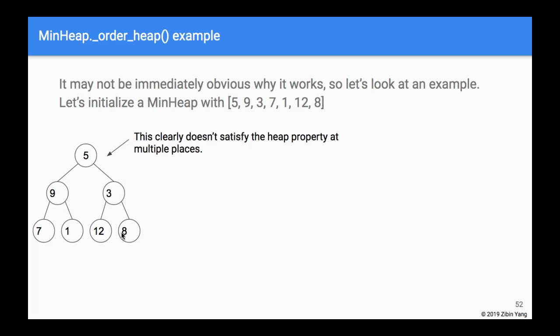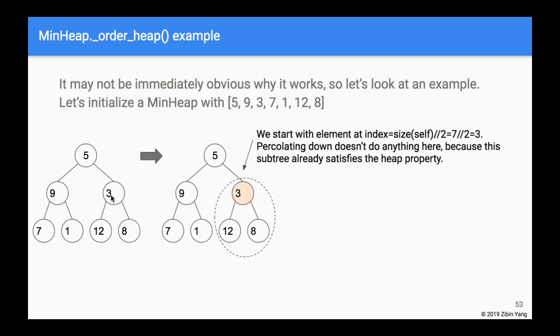Okay, so this clearly does not satisfy the heap property, right? For example, 9 is greater than 1, 5 is greater than 3. So this is completely in the wrong order. What the algorithm tells us to do is start at the element at index size of the heap, which is 7 divided by 2, integer division, so that gives us 3. So 1, 2, 3, right? We start there and we're percolating 3 down.